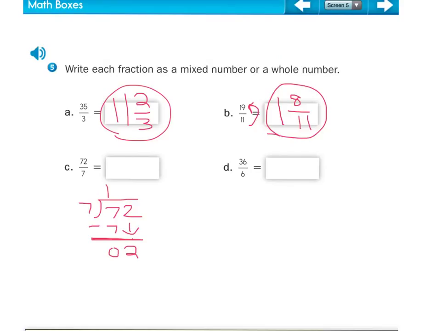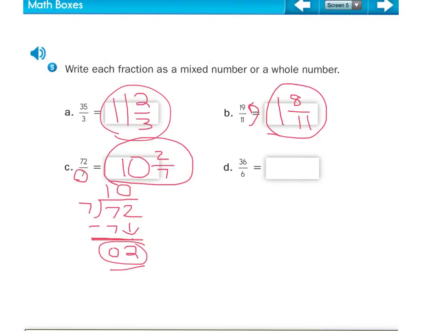So if 7 doesn't go into 2, I need to write a 0 as a placeholder because I brought that down. That wasn't my remainder. It was the number that I brought down. So 7 goes into 72 10 times, and then 2 are left over. So my whole number is going to be 10. My numerator is going to be 2, which was that remainder. And then again, remember, my denominator is going to be the same. So 10 2/7. You can't reduce 2/7, so that's going to stay the same.